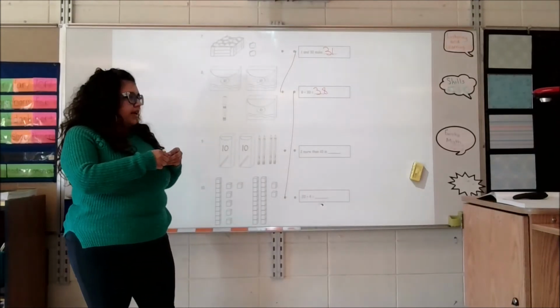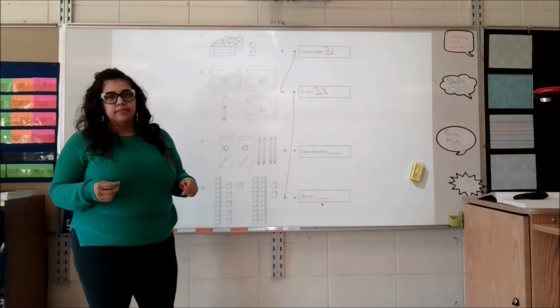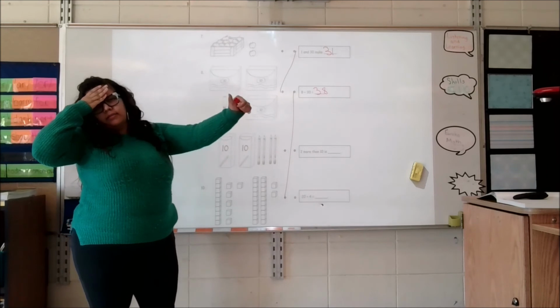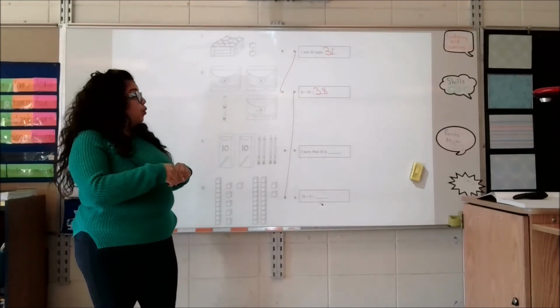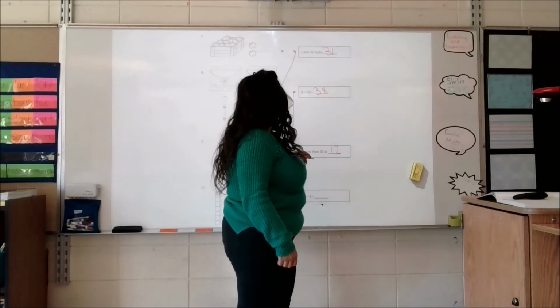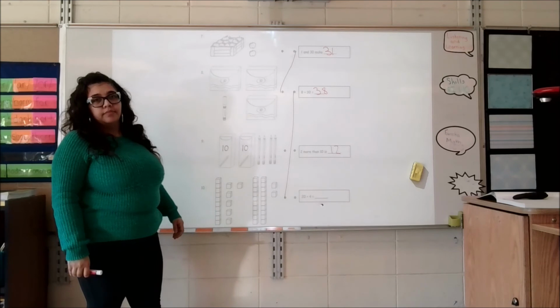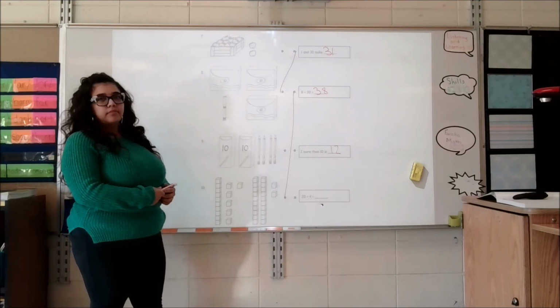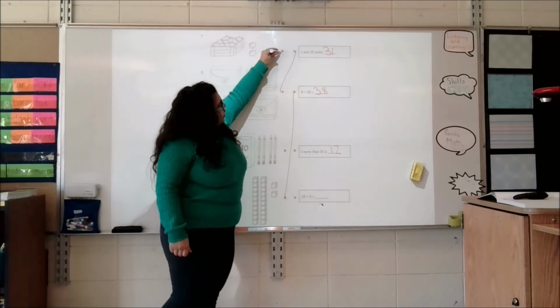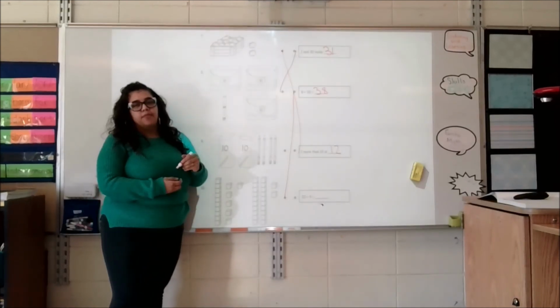2 more than 10 is. What is 2 more than 10? 10, 12. Good, y'all are on it today. 2 more than 10 is 12. And which picture shows that? Pencils or apples? Apples. 1 group of 10 apples in the basket. 2 loose apples. Good job.